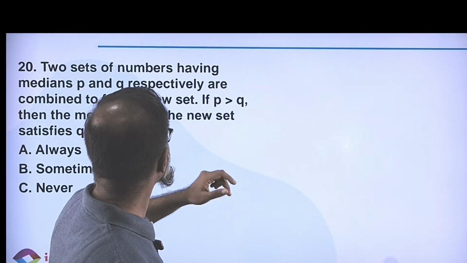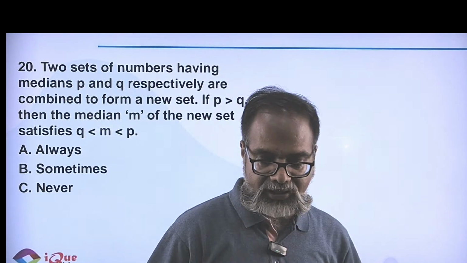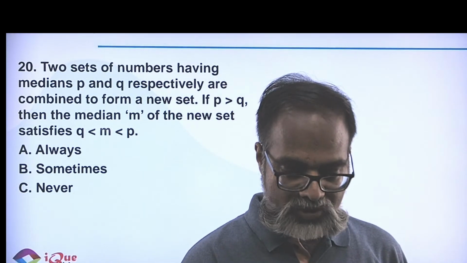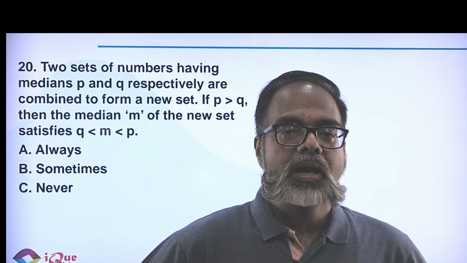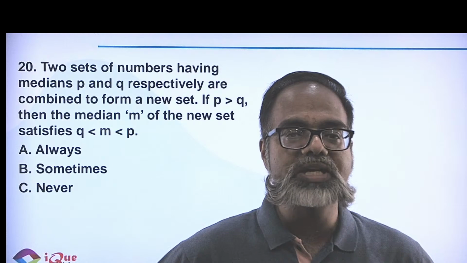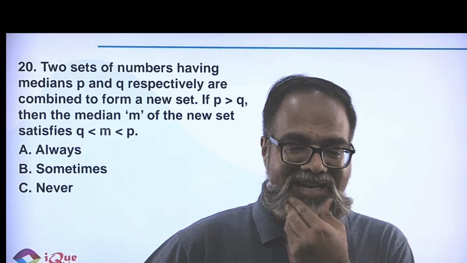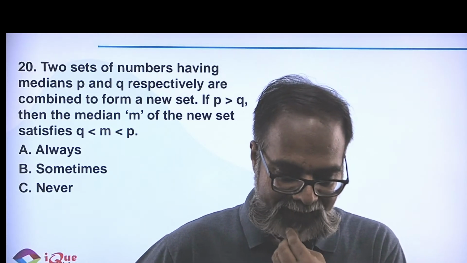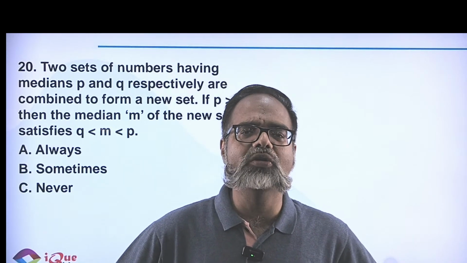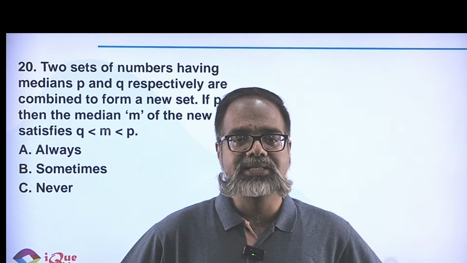Two sets of numbers having medians P and Q respectively combine to form a new set. If P is greater than Q, then the median M of the new set satisfies Q is less than M less than P. Now, I can come up with some sort of cases, right?